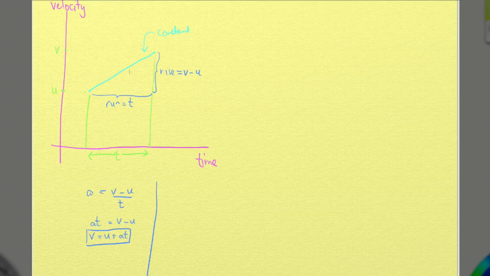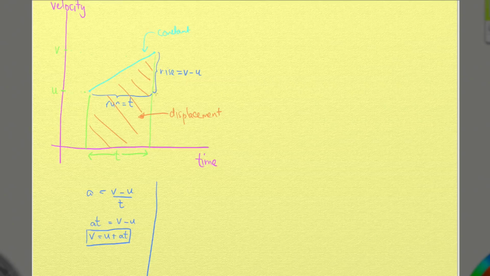The second equation comes when we look at the area under the graph. So remember what the area represents: the displacement. The area under the velocity time graph, as we looked at in the last video, represents displacement.